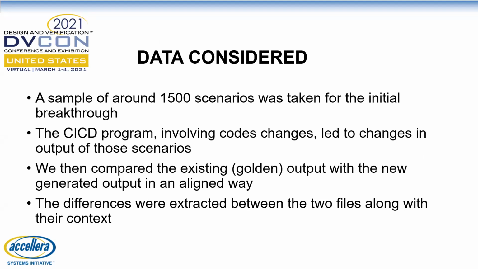So the data that we considered for this experiment, a sample of around 1500 scenarios was taken for the initial breakthrough. The CI/CD program involving code changes led to changes in outputs of those scenarios. We then compared the existing output, that is the golden output, with the newly generated output in an aligned way. The differences were then extracted between the two files along with their context.